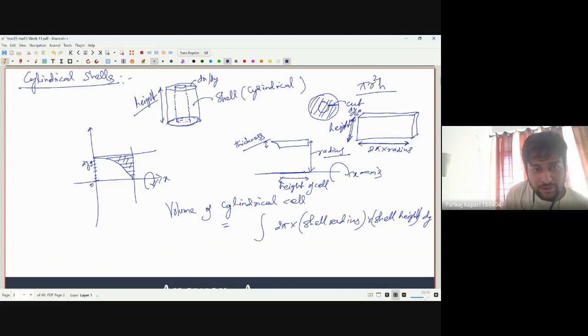Let's say from 0 to some particular number a, or let's say a to b. If this was not 0, you are finding it from a specific point, then a to b. You integrate this from a to b, and you get the volume of the solid. So this is just the volume of your cell. And now what is the volume of the solid?